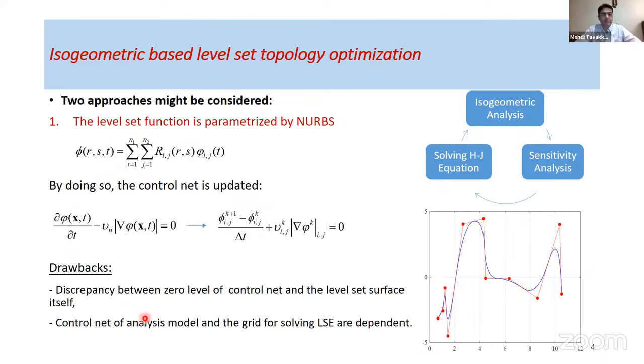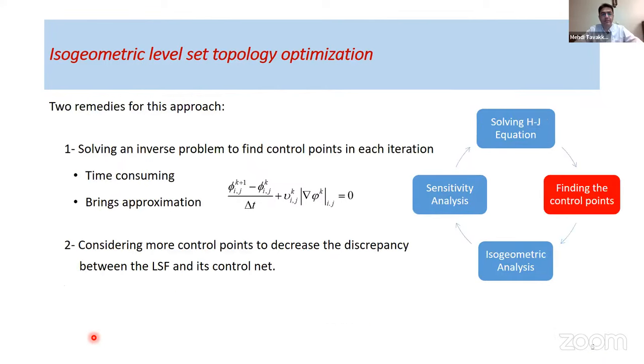And the second drawback is that the control net of the analysis model and the grid for solving the level set equation are dependent, or are the same. It means that if we need a finer grid for solving the level set equation, then we have to have a finer control net of the analysis model, which might increase the computational time.